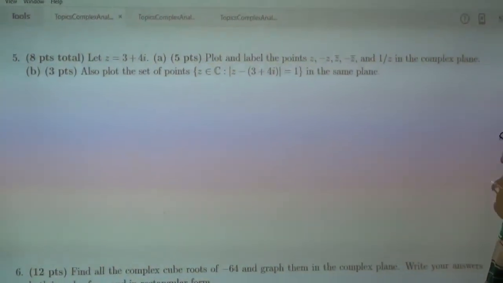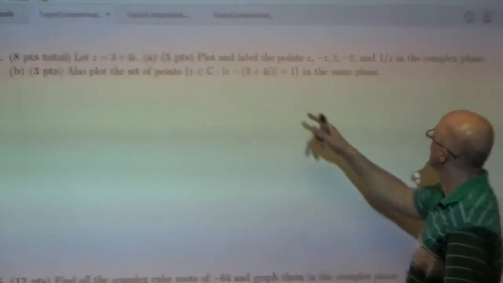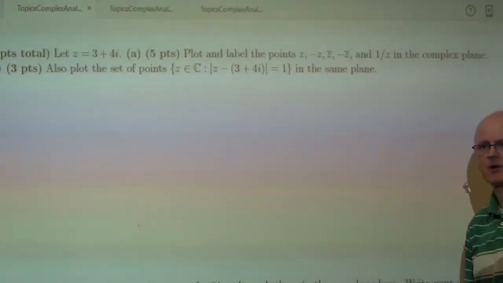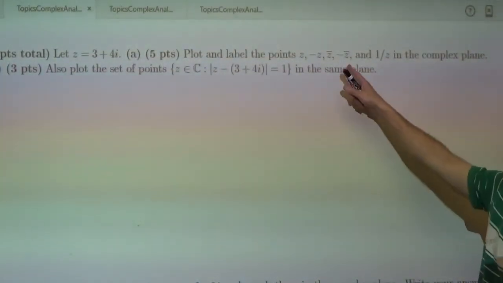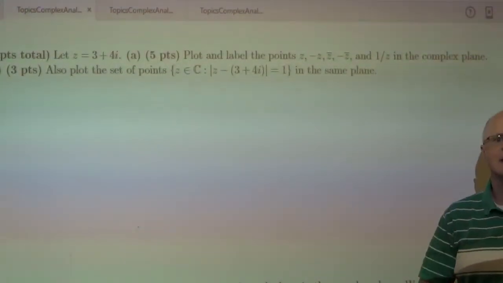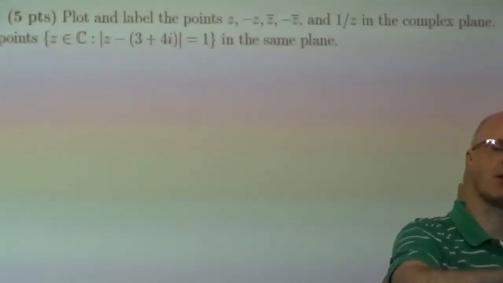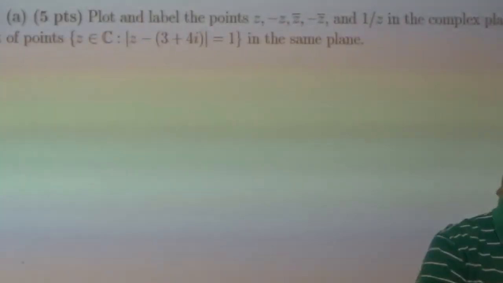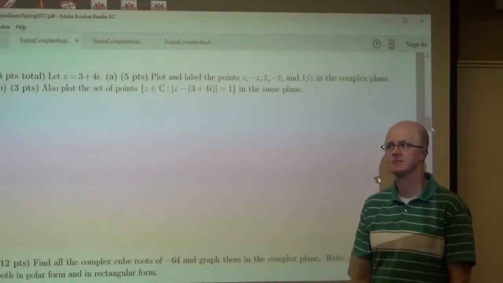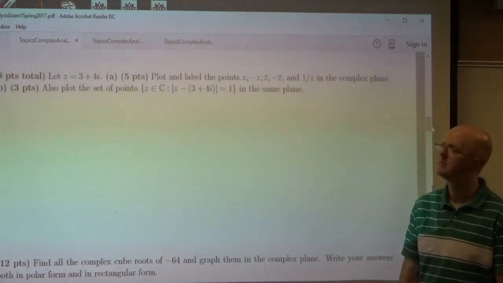This one's pretty basic, at least part A. Plot and label these points. For the given point 3 plus 4i, you need to understand what the symbols mean, the conjugate symbol, for example, and you can think geometrically. The conjugate reflects across the horizontal real axis. A negative sign reflects through the origin. These points are going to form a rectangle centered at the origin.